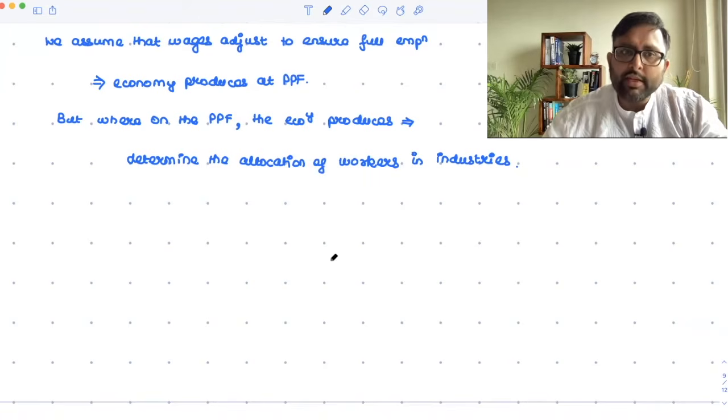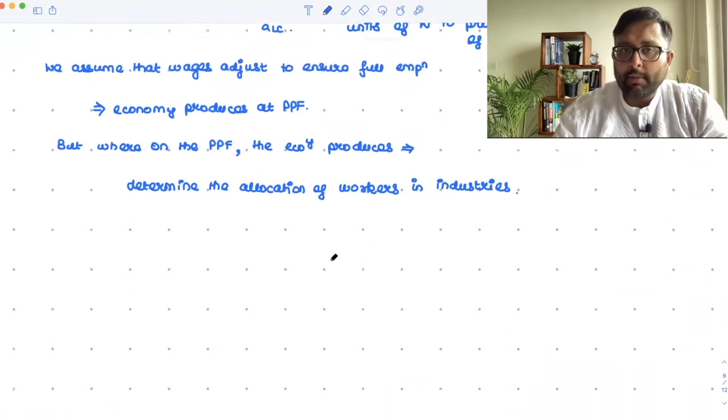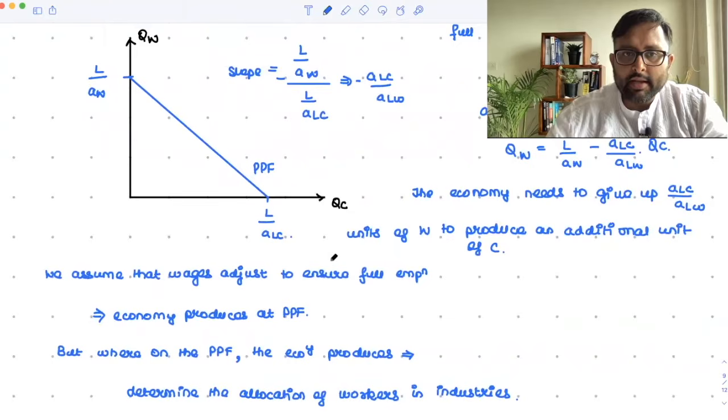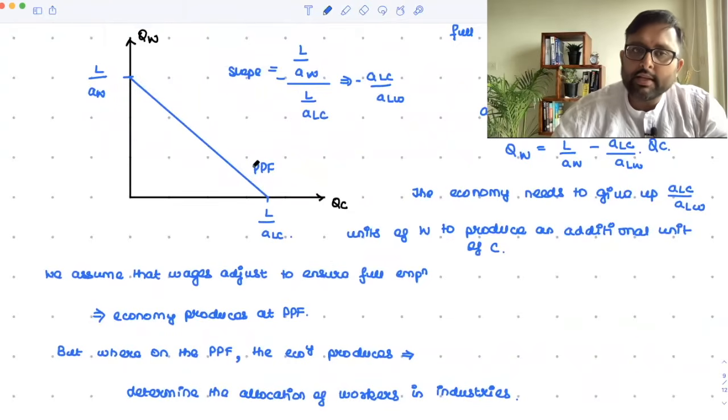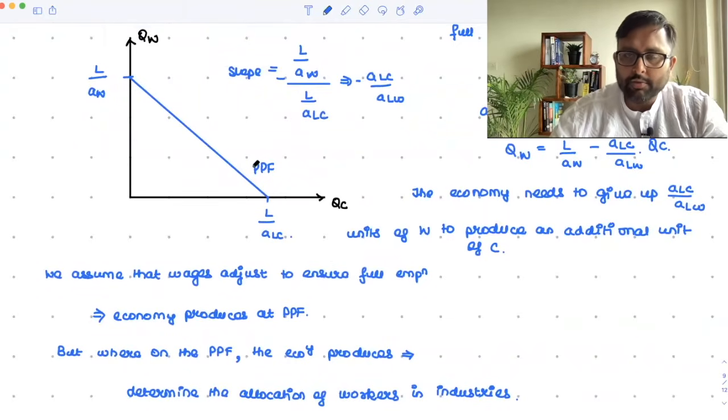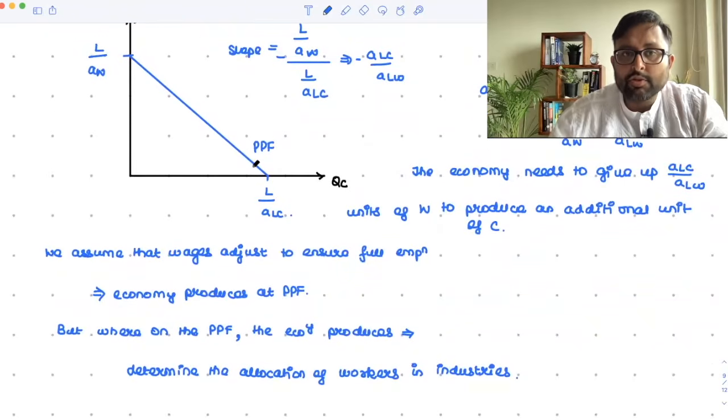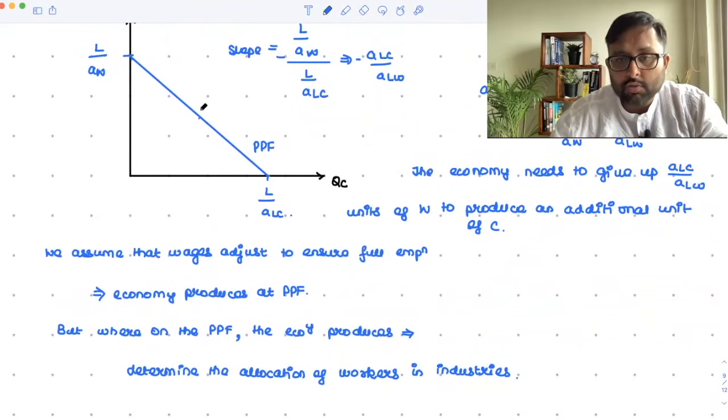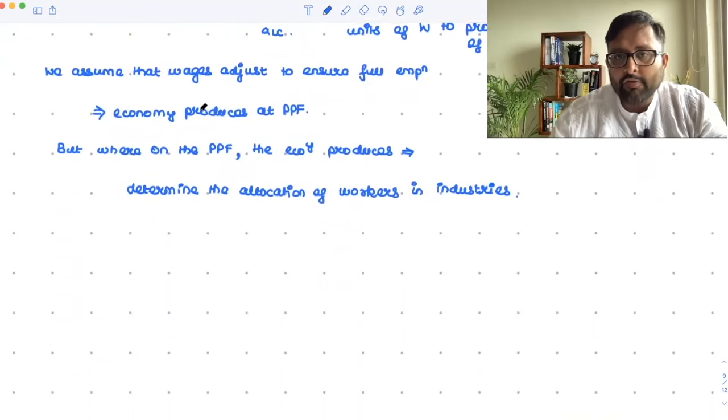But you still need to determine where on this PPF. So yes, by ensuring that there is full employment, you are saying that you are going to produce on the PPF, but where on this PPF are you going to produce? You're going to produce here, where? So we don't know. So that is what we need to find out.